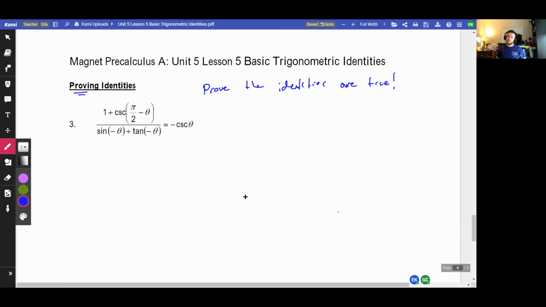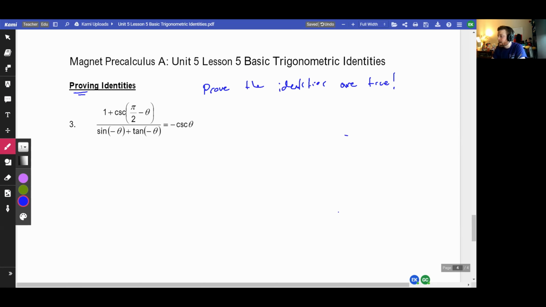Now, can you ask your question again? Can I take the right side of this identity and change it so it's equal to the left side? Absolutely. Our goal here is to manipulate one of the sides so that it becomes the other side. Whether that's left to right or right to left is fine. If you want to manipulate cosecant, maybe multiply it by some stuff and get to the left-hand side, that's fine. I would argue that manipulating the left-hand side is going to be easier than manipulating the right-hand side.